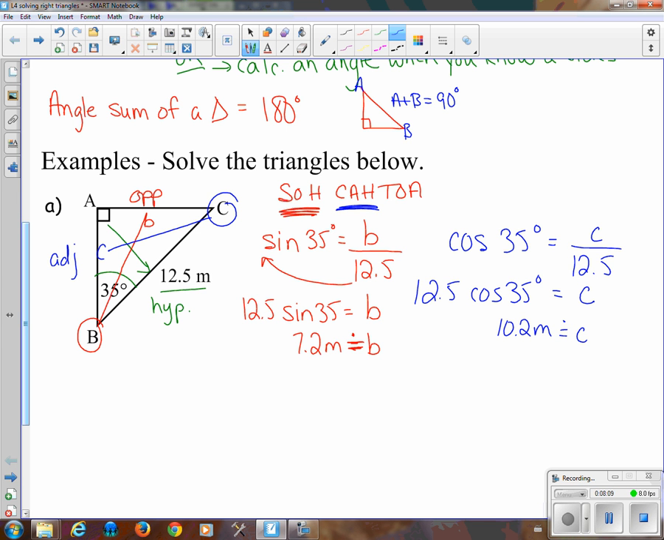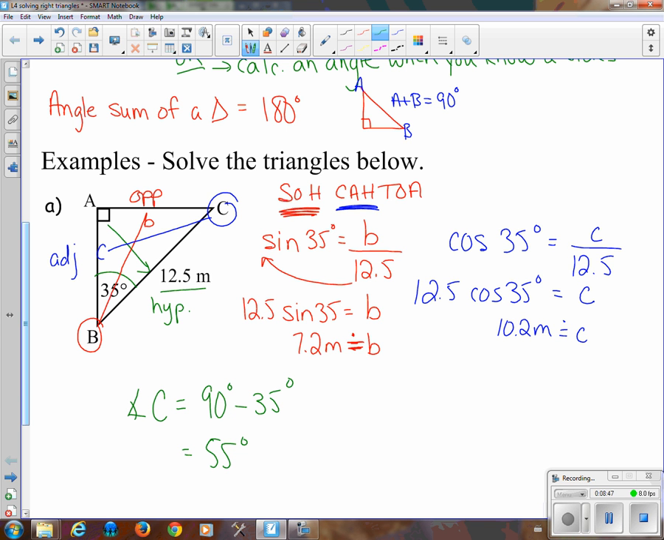So same as before, I have got all three side lengths, and I know angle A is 90, and I know angle B is 35. Now I need to figure out angle C. And we talked about earlier how all three angles in a triangle add up to 180 degrees. A right angle triangle is special because I already know one of them is 90, so the other two automatically have to add up to 90, because 90 plus 90 is 180. So to figure out angle C, all I have to do is 90, take away the angle I know, which is 35. So that should give me an angle of 55 degrees.